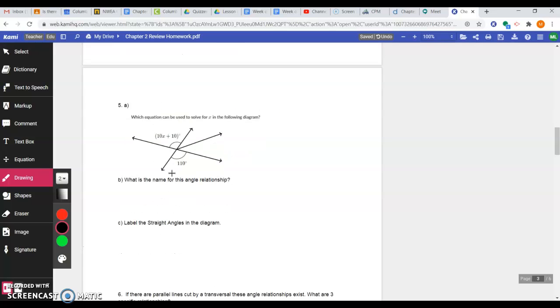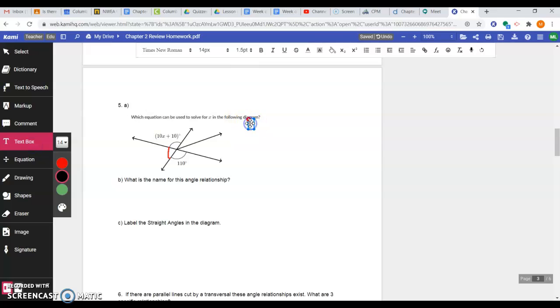Number 5, kind of a tough one here because of the way it's worded, but we're going to try to find out what x is in this diagram. The first thing we need to find is, what is this red angle here? And again, we can use a supplementary relationship, and we can do 180 minus 110 to figure out what that missing angle is, and that tells me that that angle is 70. And so 70 is my missing component here.